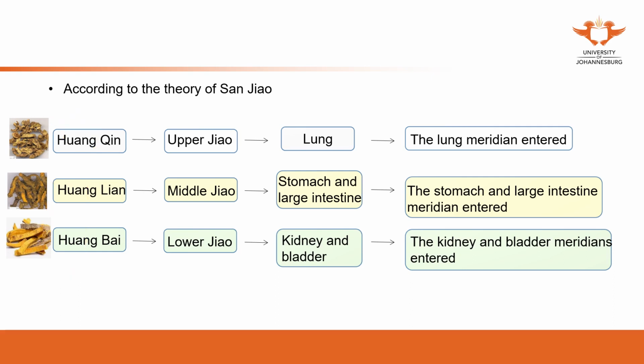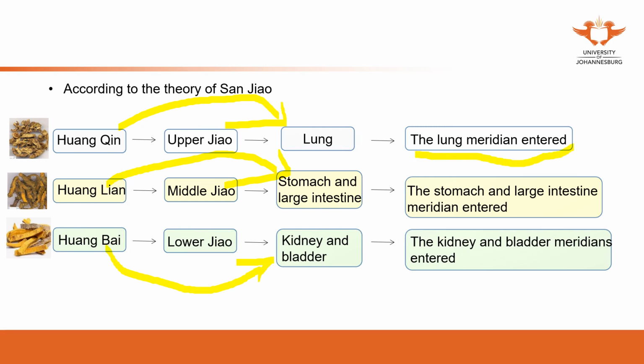Goes to different jaw. Because they go to different jaw, it can be used for the lungs problem, the stomach and large intestine problem, and the kidney and bladder meridian. In this situation, we said that Huangqin is the lung meridian entered, Huanglian is the stomach and large intestine meridian entered, and Huangbai is the kidney and bladder meridian entered.